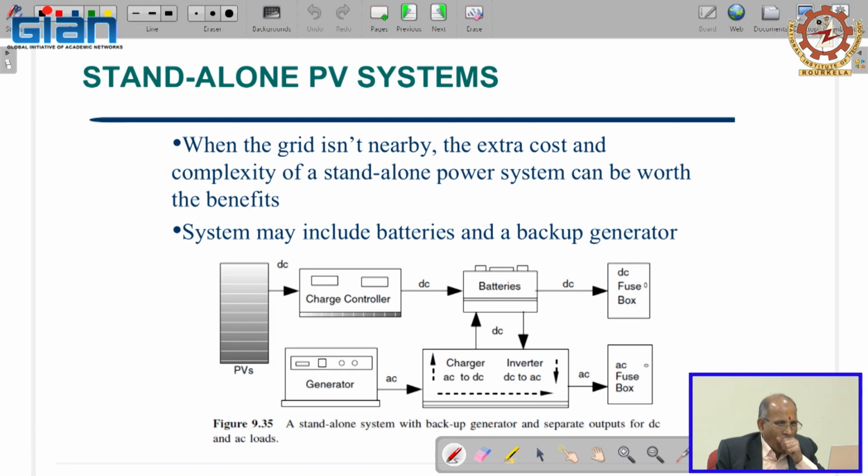So you have the PV system, charge controller, batteries, and then inverters. All these things we need to consider. We can have the diesel generator, maybe optional. When we are going to design the standalone PV systems, where we are going to place it, we need to know about the loads.